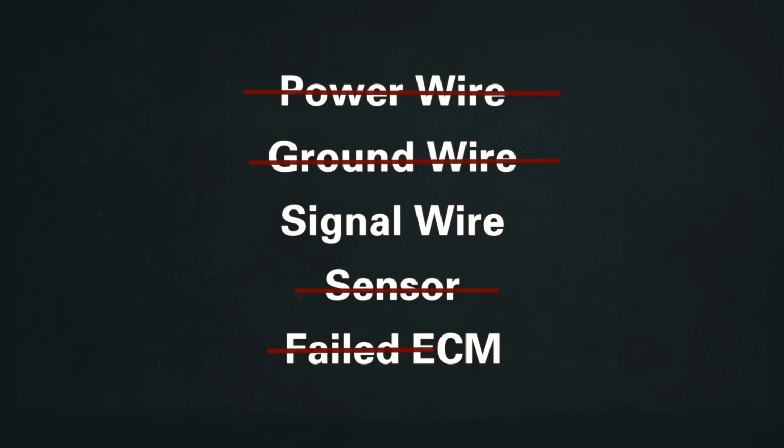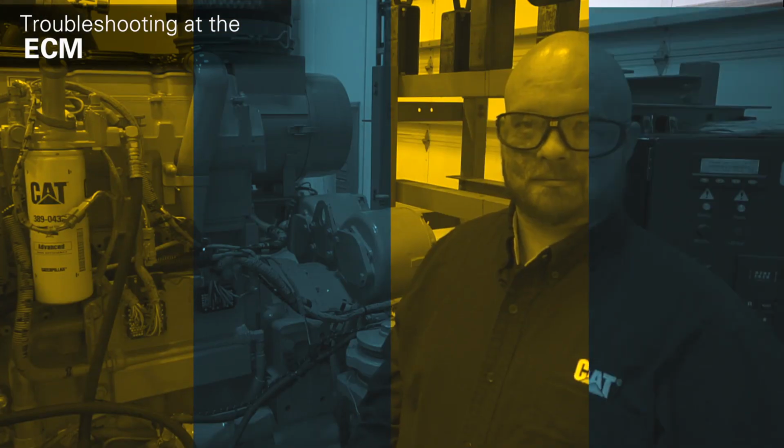So we've eliminated the power wire to the sensor, the ground wire to the sensor. The sensor itself is not at fault. Now we just validated the ECM is also working the way we expect it to, so what's left? At that point, the signal wire in the harness would be the root cause of the failure.